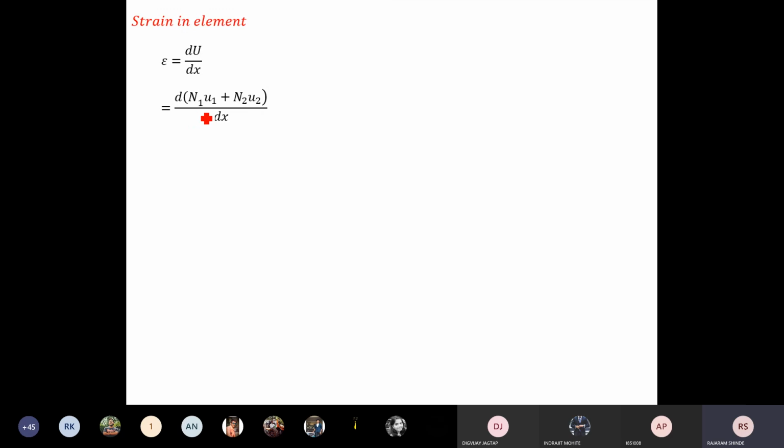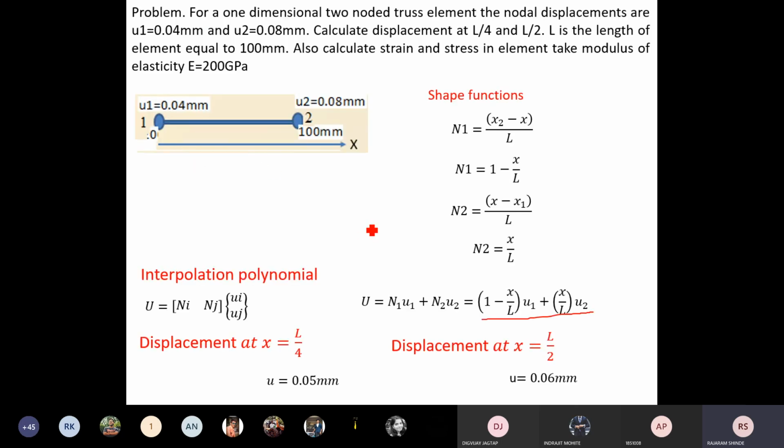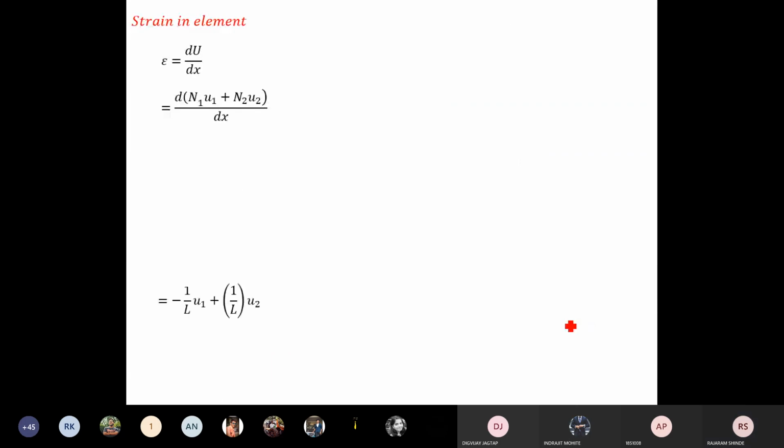Now here it is dN1 u1 plus dN2 u2 by dx. Directly take the derivative of the first shape function, which is minus 1 upon L, and the derivative of the second shape function is 1 upon L. So you will get minus 1 upon L into u1 plus 1 upon L into u2. Now you put the values of u1 and u2 and you will get the strain. Any doubt here?